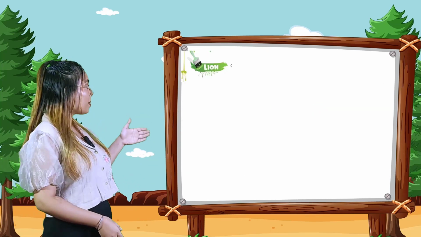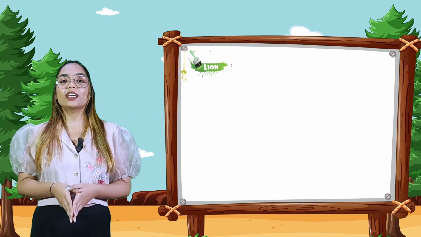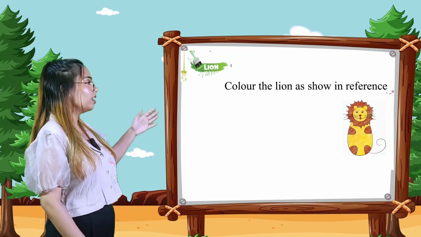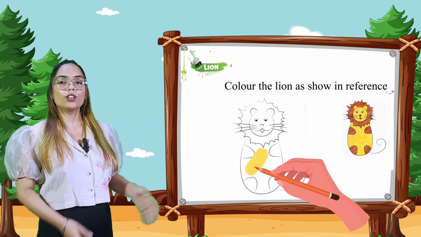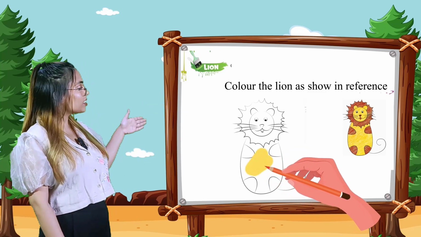Moving on to the next image, oh my god, we have the king of the forest, the lion. So color this lion as shown in the figure, yellow and brown. So pick out the crayons and start coloring this figure.